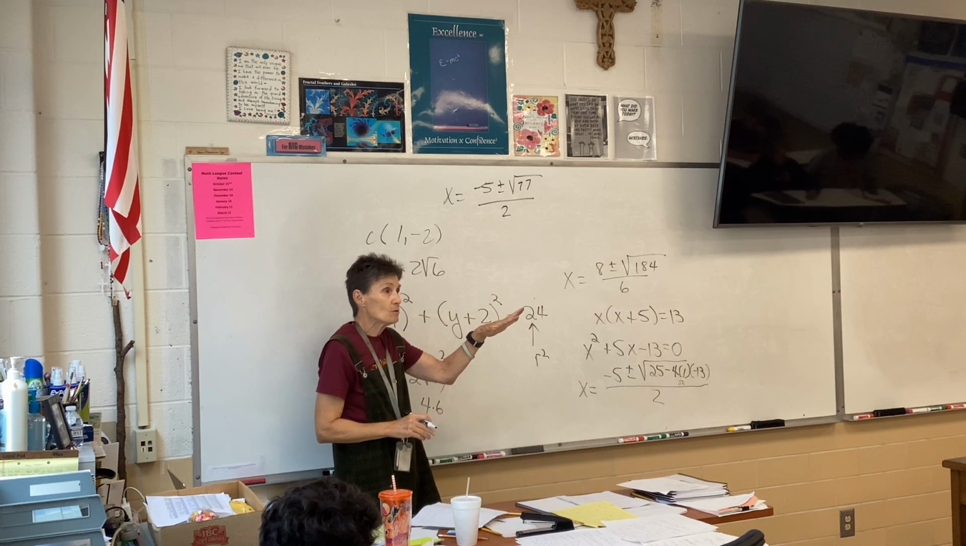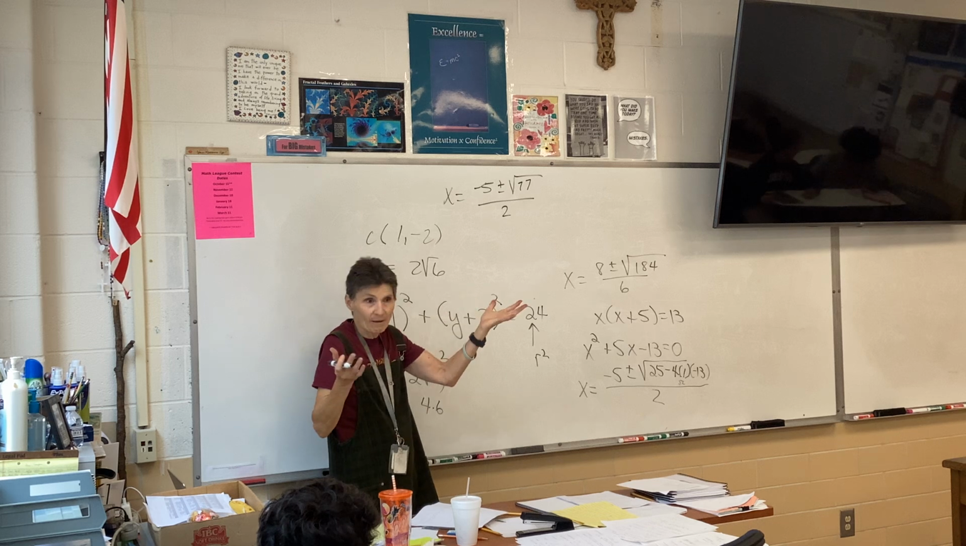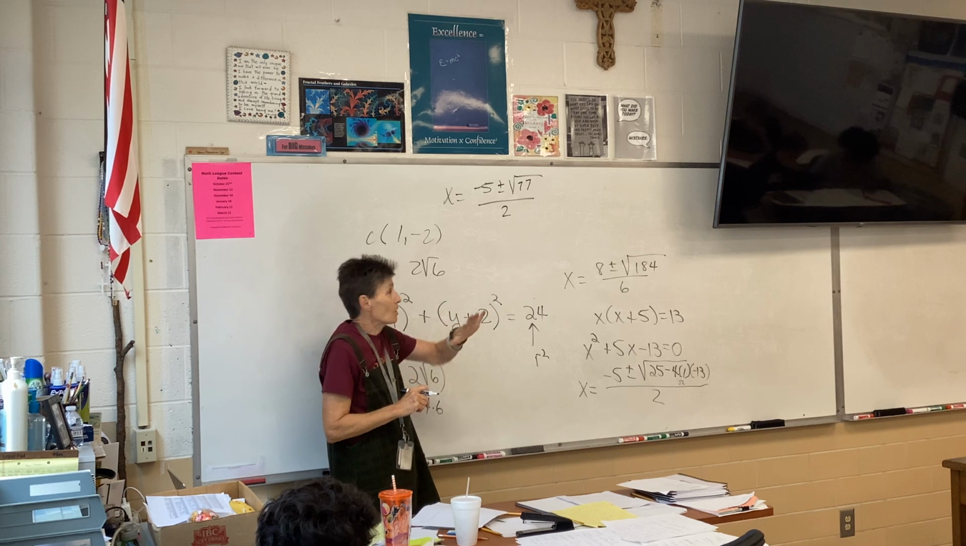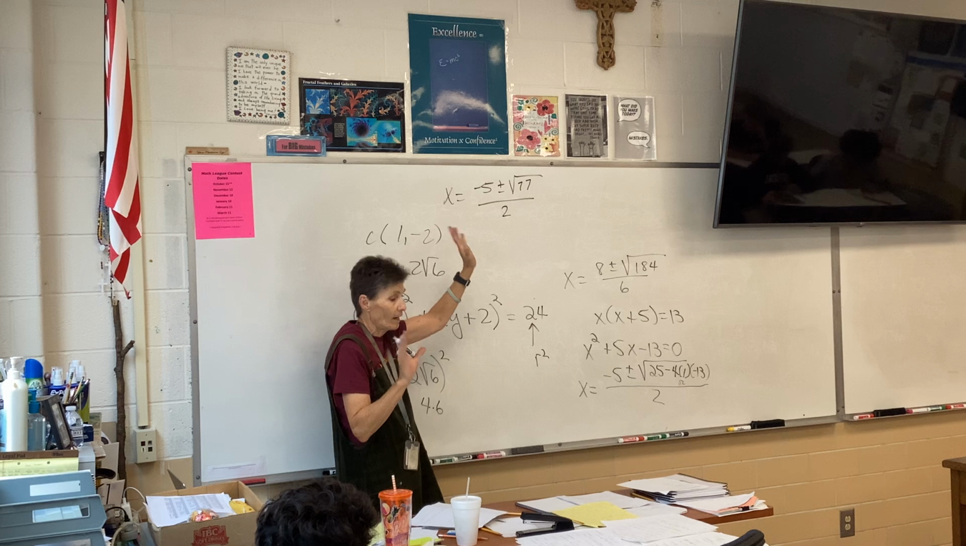77 does not reduce because it's 7 times 11, both of which are prime. So that is just the answer. Done.